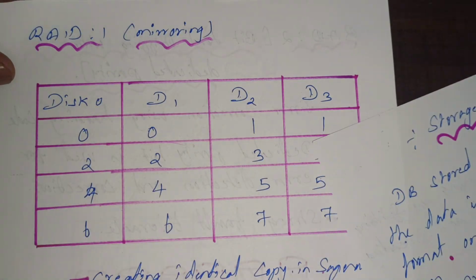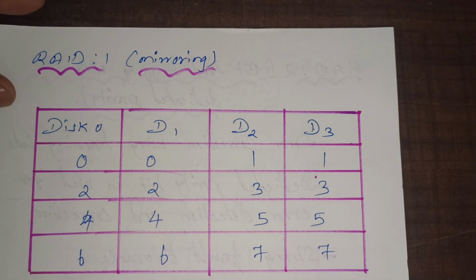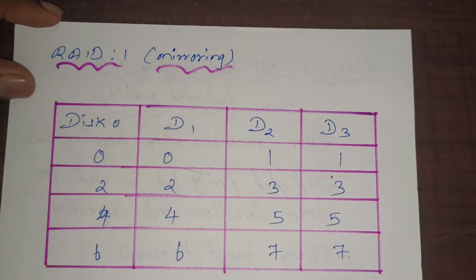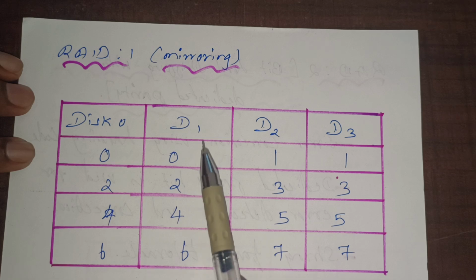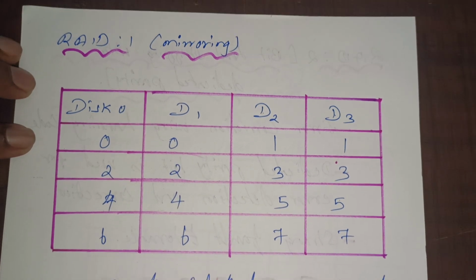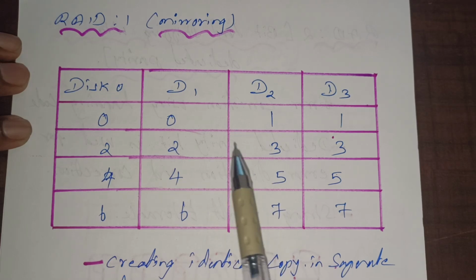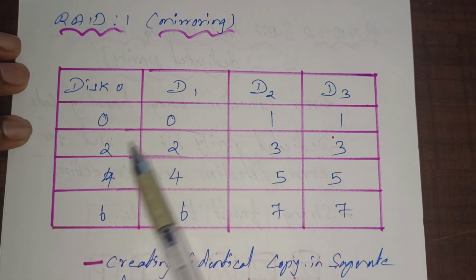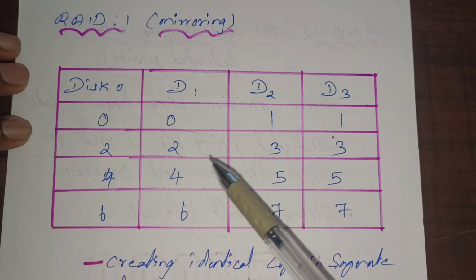Let me take you to RAID 1. We call RAID 1 mirroring. I'll tell you why this RAID 1 is called mirroring. Actually, it enhances the reliability. So what is that reliability? Here we created an identical copy of the element. By seeing this table, you can see that, with each data block on a separate disk. This ensures that even if one disk fails, the data remains accessible from its duplicate.